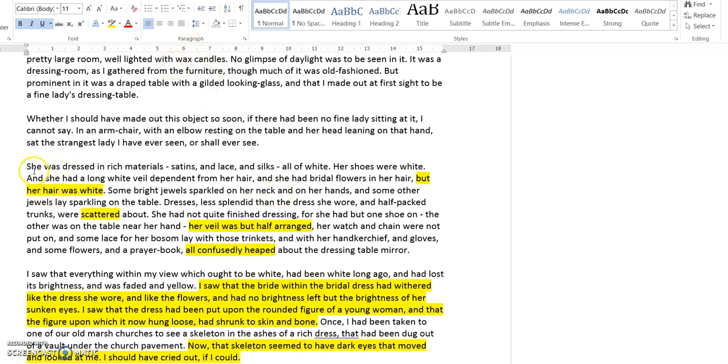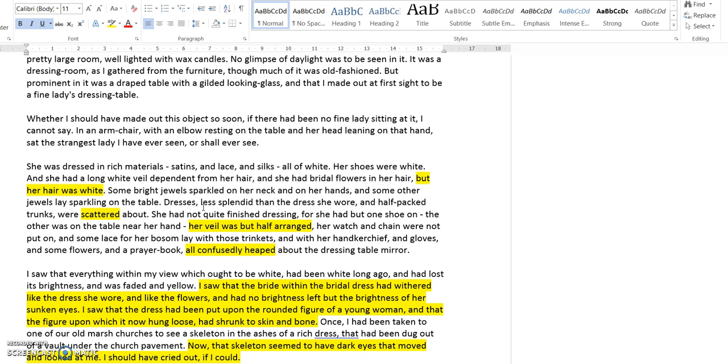She was dressed in rich materials, satins and lace and silks, all of white. Her shoes were white, and she had a long white veil dependent from her hair, and she had bridal flowers in her hair, but her hair was white. Some bright jewels sparkled on her neck and on her hands, and some other jewels lay sparkling on the table. Dresses, less splendid than the dress she wore, and half-packed trunks were scattered about. She had not quite finished dressing, for she had but one shoe on.